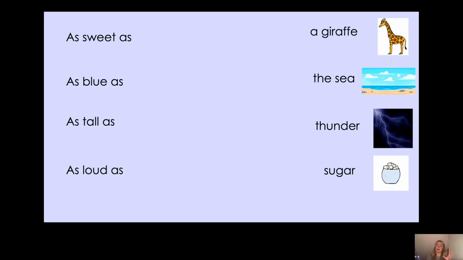So the thing that we're comparing is very sweet. Now let's have a look at the other things that we can compare it to and see which one is also sweet. So is the giraffe sweet? No, it's not, is it? Is the sea sweet? No. What about thunder? No, thunder definitely isn't sweet, is it? But I know that sugar is sweet. So therefore I could compare something to sugar by saying this thing is as sweet as sugar. So therefore I can link those two together to make the simile as sweet as sugar.